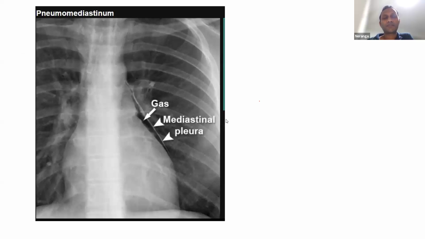And pneumomediastinum due to esophageal rupture is very rare, but sometimes they can have sudden onset pain while eating, things like that, and they can have cough and regurgitation. So you can do a chest X-ray and you can see the pneumomediastinum.